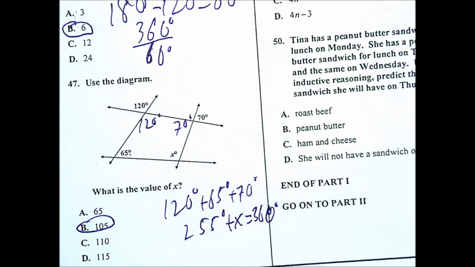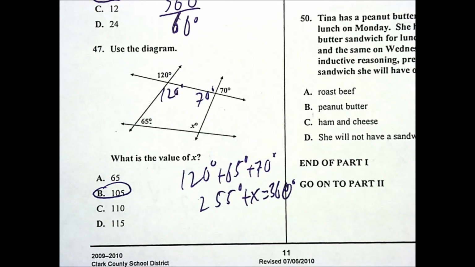Again, the diagrams are not necessarily to scale, but it looks like the angle x is obtuse on this diagram, so it's a good option. So it's a good guess that the answer would be obtuse, although the diagrams aren't necessarily all to scale on the exam. All right, question 48.